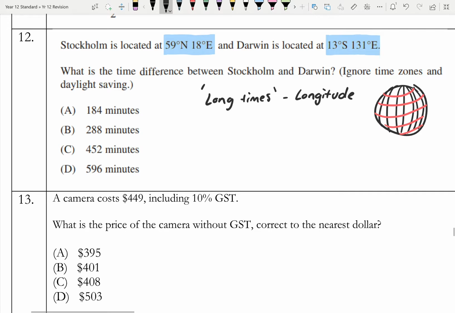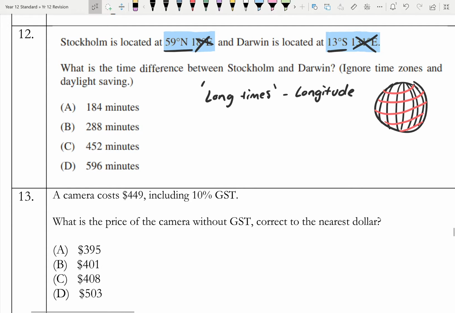So for the difference in longitude, I'm going to look at those north and south points. For Stockholm, 59 degrees north. I do not care how far east it is. Same thing for Darwin, I'm 13 degrees south. That's going to be important. Couldn't care less about the latitude.